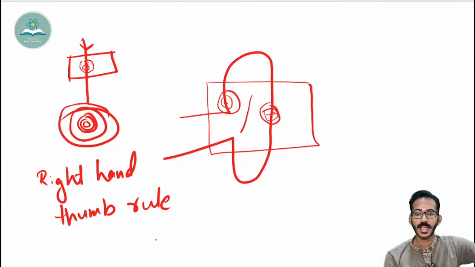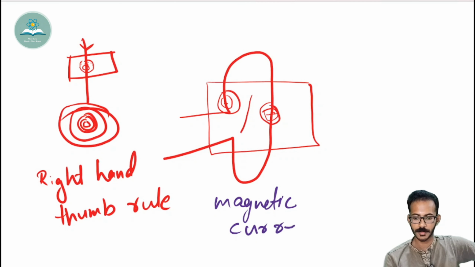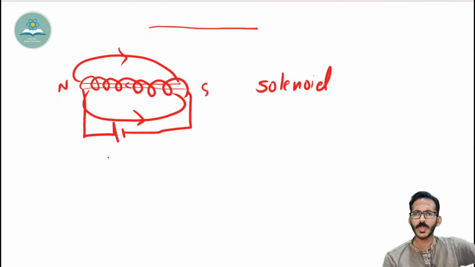So the right hand thumb rule helps you understand the direction of magnetic field or the direction of current. If the direction of current is given, you will be able to find out the direction of magnetic field. If the direction of magnetic field is given, you will be able to find out the direction of current. Now, how will you understand the direction of magnetic field, or how will you understand the north and south poles in the case of a solenoid?